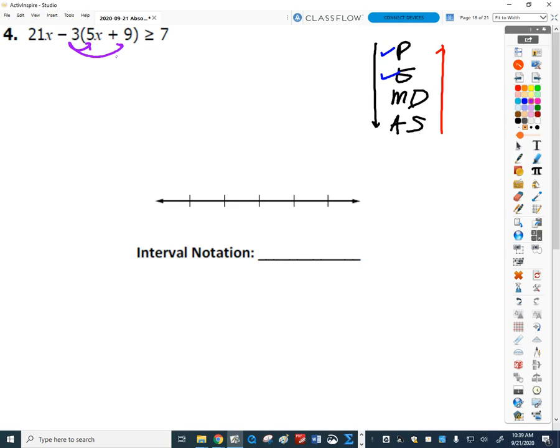All right. So if I distribute the -3, we get 21x, minus 15x minus 27 is greater than or equal to 7. So we had some multiplication. Looks like there's some addition there. What's the addition look like? Somebody? Rebecca, would you? Either Rebecca, I don't care.